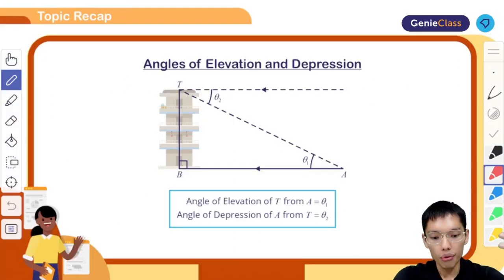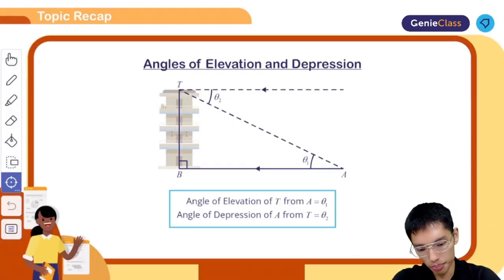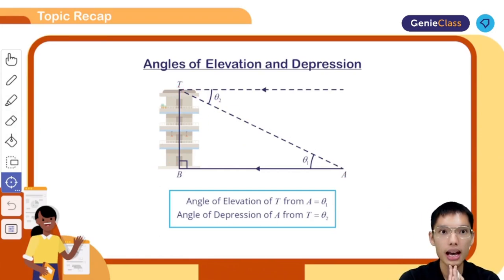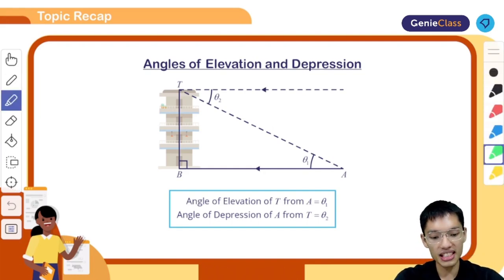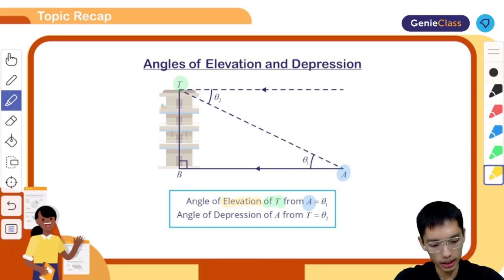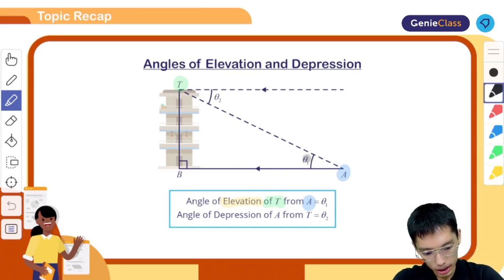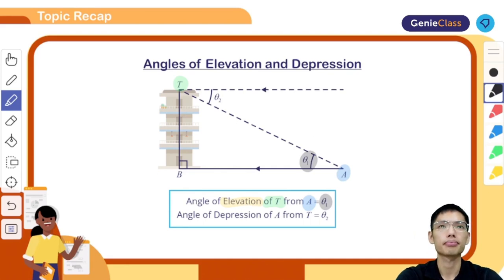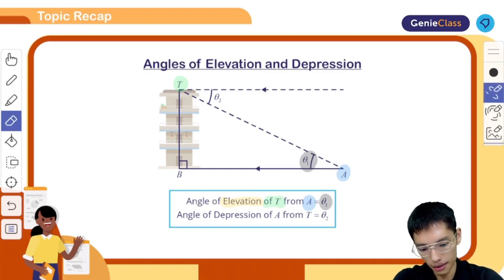Okay, so with regards to this further application, suppose you have a building. If you are looking from A to T, that's where you elevate your head up because you have to look up. But look at the notation and look at how they say it: elevation of this location of T from A. So you're looking from A to T. That's why you are elevating. You're looking up. In this case, it's going to be theta 1. Okay, take some time to absorb. This is the first one. Now, I will erase everything over here.